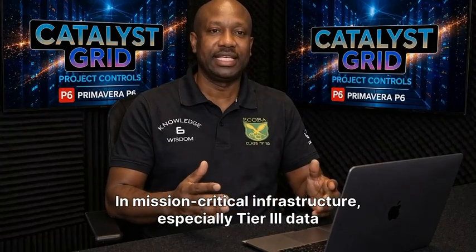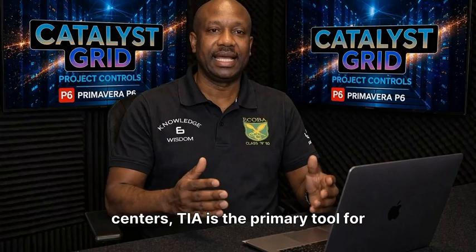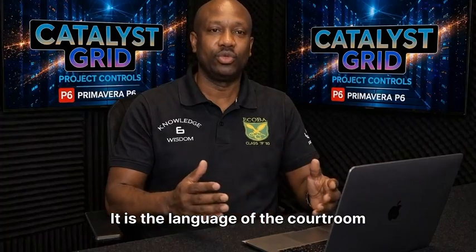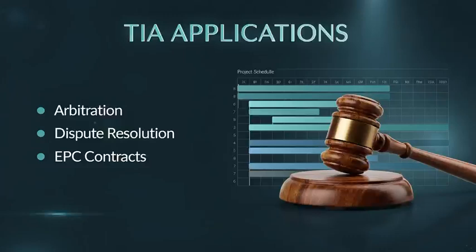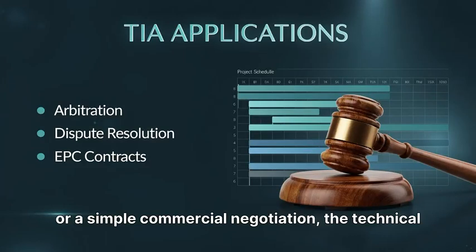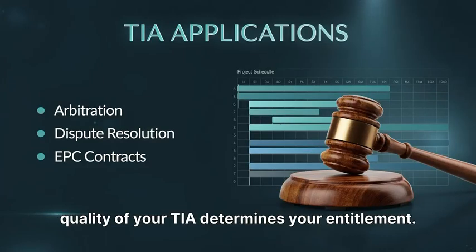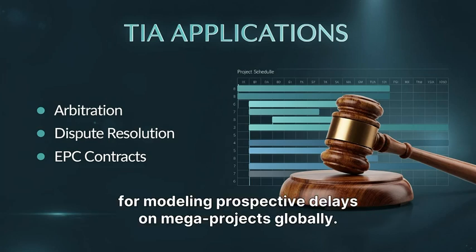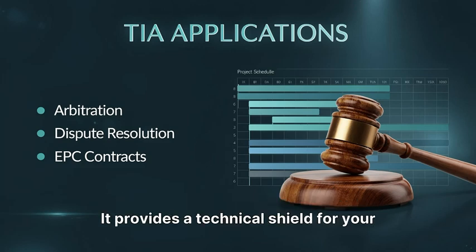Section 2. Why TIA matters. In mission-critical infrastructure, especially Tier 3 data centers, TIA is the primary tool for extension of time claims and formal dispute resolution. It is the language of the courtroom and the arbitration chamber. Whether you are in a formal arbitration or a simple commercial negotiation, the technical quality of your TIA determines your entitlement. It is the most widely accepted method for modeling prospective delays on mega projects globally. It provides a technical shield for your project.